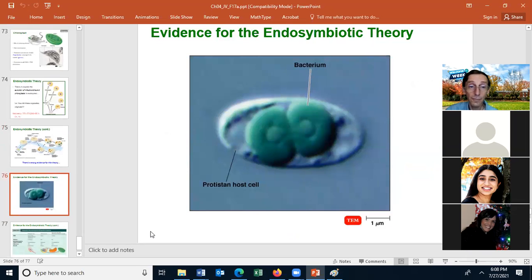Well, what evidence is there for this theory? First, we can find that some cells, like this protist here, can take up a bacteria, and the two will then live in symbiosis. The bacteria will engage in photosynthesis and make glucose for the protist, and the protist will give the bacteria nutrients, for example, as well as a home. So the two live in symbiosis, and it is a win-win situation. So we do see this happening where a protist can take up a bacterium.